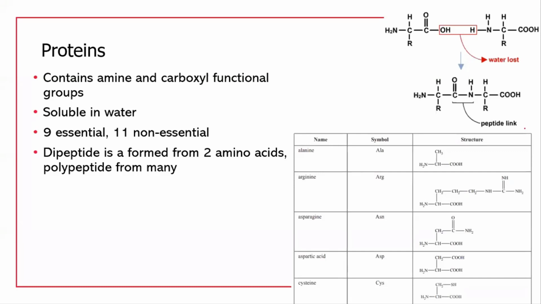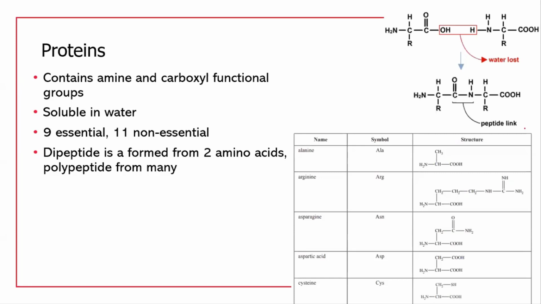To add amino acids together, to make a dipeptide, we react them in a hydrolysis reaction, a condensation reaction. The OH group and the H of the NH2 group are lost, which joins the carbon that is double bonded to the oxygen to the nitrogen. That's called a peptide link.